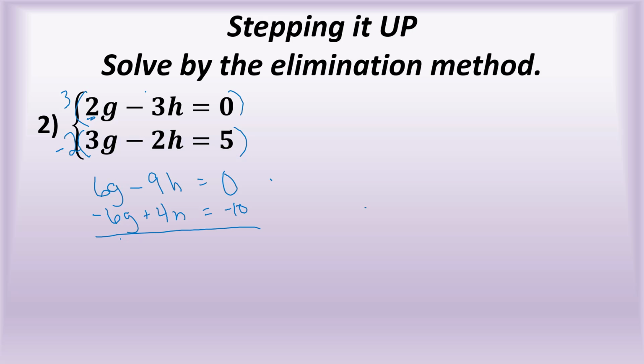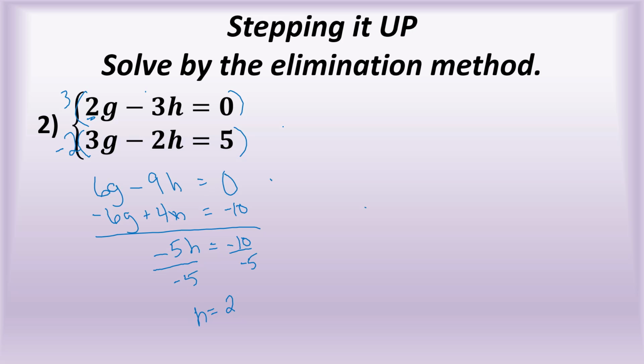Combine our terms. Again, our g's will cancel out. Negative 9 and 4 gives me a negative 5. H equals 0 and negative 10 is negative 10. Let's divide both sides by negative 5. And h is equal to 2.